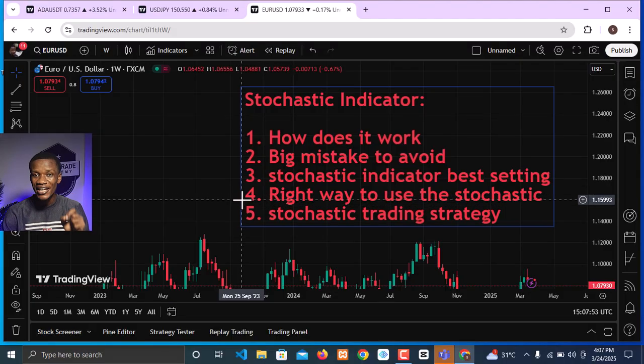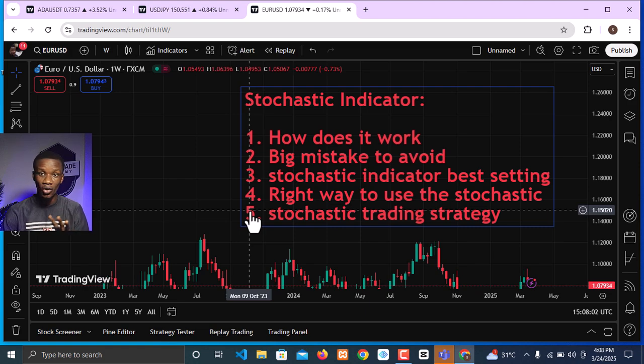If you're using the default setting right now, then you will be using the wrong parameter. I will show you the right parameter to use so that you can optimize your stochastic to work in your favor. The fourth thing is the right way to use the stochastic indicator, and the fifth thing is the stochastic trading strategy. All of this in this very video, so pay attention and watch the video all the way to the very end.